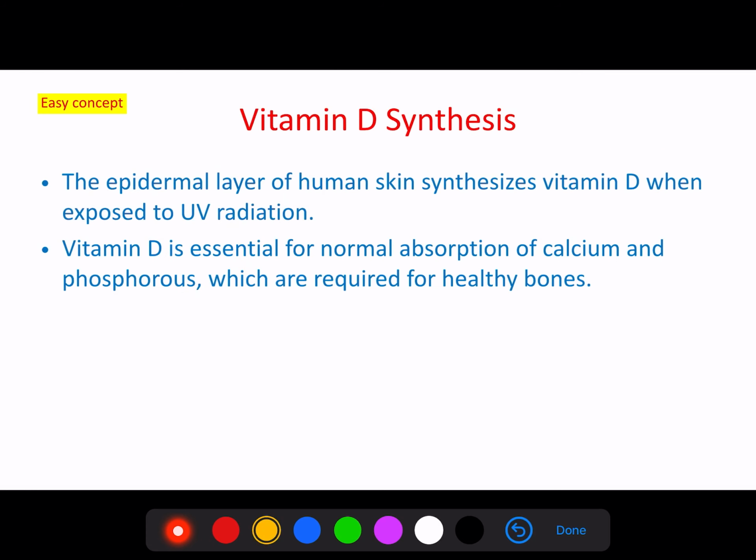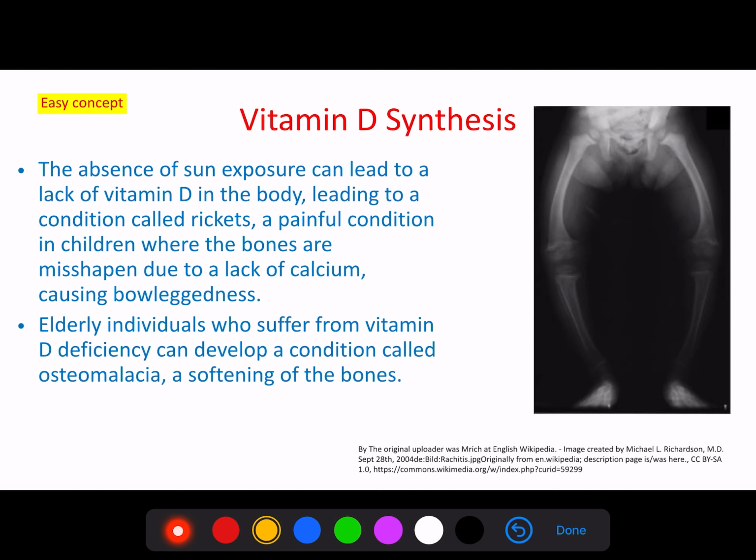Another function of the skin is that it synthesizes vitamin D. The skin will start synthesizing vitamin D when it's exposed to UV radiation, like normal sun. And vitamin D is important because it will help in absorbing calcium from the intestine. So vitamin D will be produced by the skin, and it will go to the intestine to help in absorbing calcium. Now, deficiency in vitamin D would lead to a disease called rickets. This is when the bones are soft due to lack of calcium.